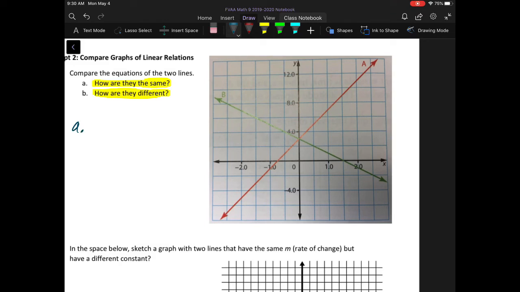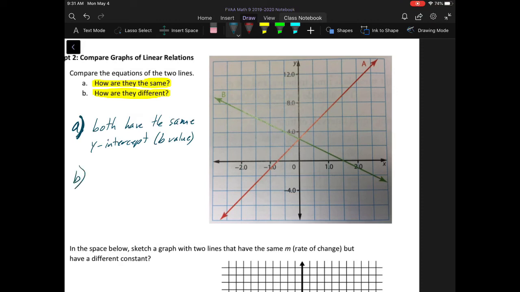Hopefully you're able to see here that they both have the same y-intercept, which would also be that they both have the same b value in the equation. They would both have a b value of plus 3. So that's one similarity.